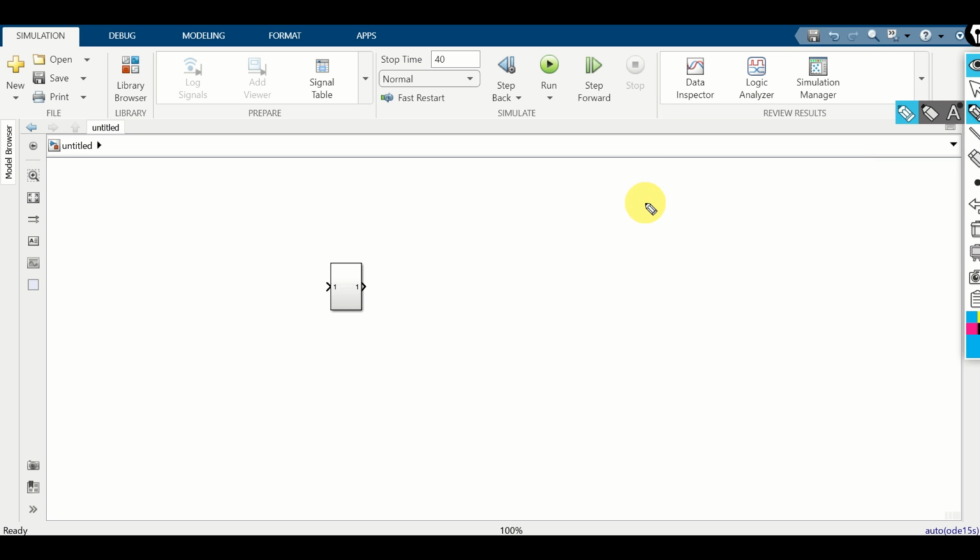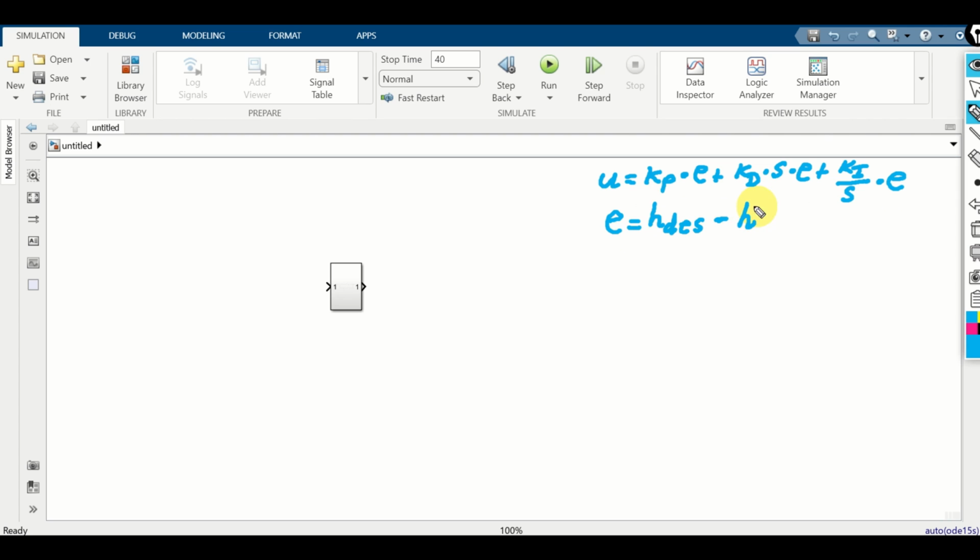Next, we need to model the PID controller and the saturation limit block. Let's write the main equation of the PID controller in the S domain. The input U generated by the PID controller is equal to proportional gain multiplying the error plus the derivative gain multiplying the S, and S is the Laplace complex variable, multiplying the error, plus integral gain, Ki, over S multiplying the error. The error is defined as H desired, that is the desired level minus the measured level.